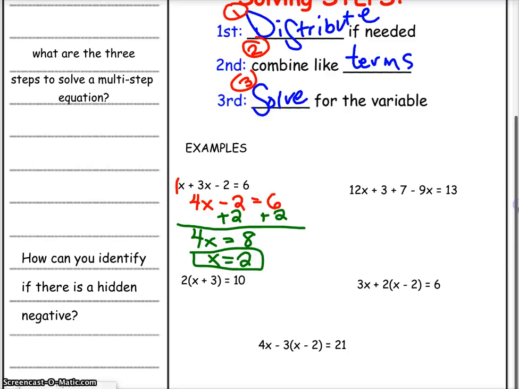Oh man, look at this one. I'm going to plus a negative here. I'm going to combine like terms. 12x and a negative 9x is what? 12 and negative 9. 3x. So 3x. Now I have the 3 and the 7. What's that? 10. Plus, and you always separate with plus. Plus 10 equals 13.